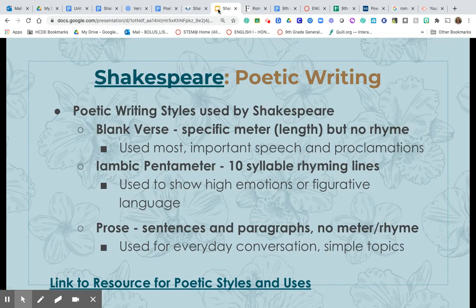But there's also characters that speak in prose. Prose are sentences and paragraphs, just like you and I talk, well, maybe close to how we talk every day, but it has no meter, no specific number of syllables in the lines, and no rhyme. And it's used for everyday conversations, simple topics. And we see this often from simple characters, usually not our main characters.